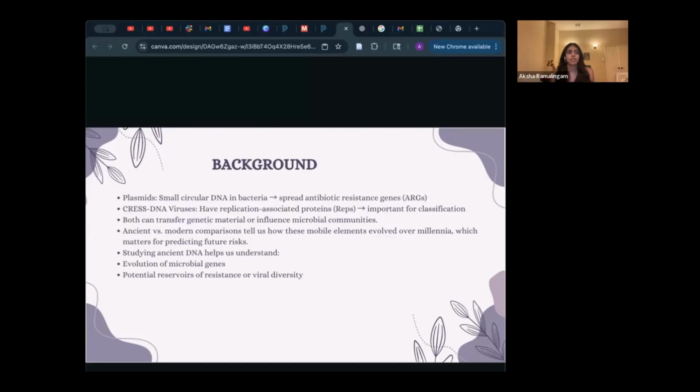So I studied both because plasmids and CRESS DNA viruses are mobile genetic elements. So that means they can move between organisms and affect different communities of organisms. So by comparing these ancient and modern samples, we can see how genetic elements have changed or stayed the same over thousands of years. And this has been really important because it helps us predict future risks, like how antibiotic resistance might spread or how new viruses could appear.